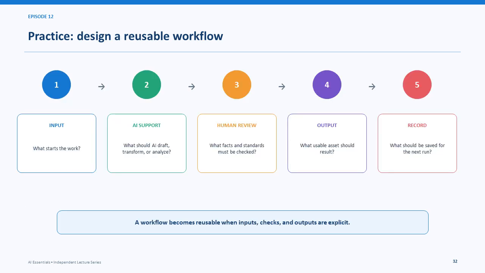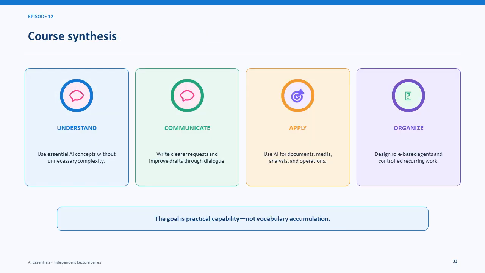Design a reusable workflow by defining the input, AI-supported work, human review, output, and next task record. A workflow becomes reusable when the handoffs and controls are explicit. The course can be summarized in 4 habits: understand the task, communicate clear standards, apply AI to real work, and organize recurring work under review and responsibility.